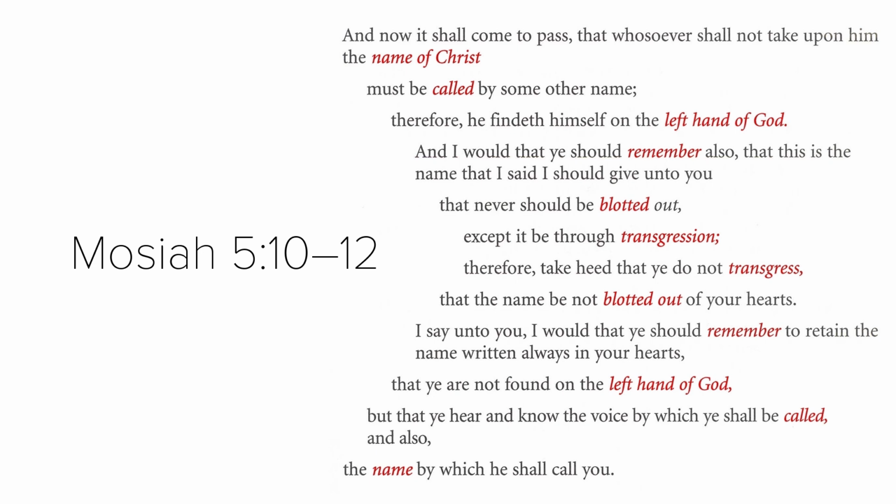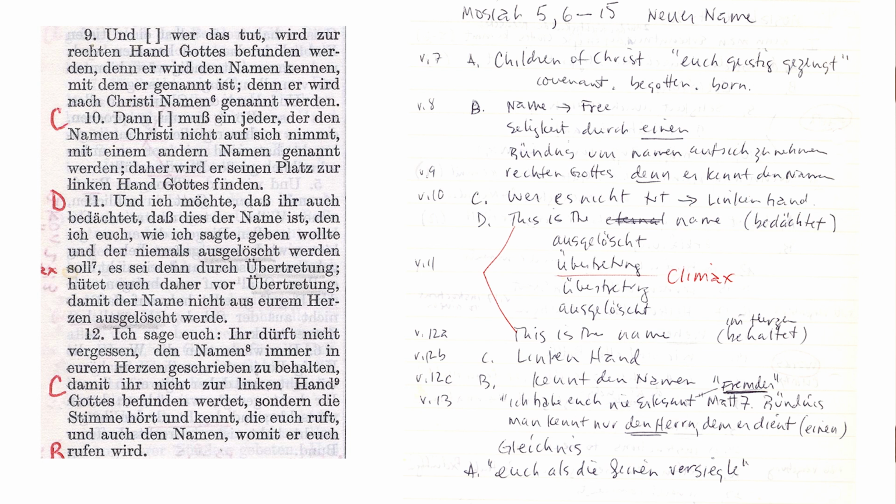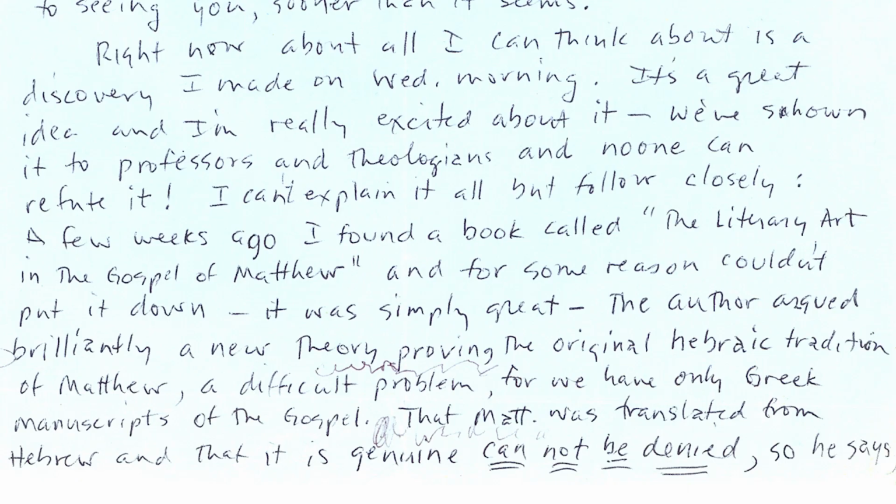Not only did the German typesetting make it easier to discover, but the German translation uses the exact same word twice, while the English translation is transgress and transgression. So there it was, an ancient linguistic writing style in the Book of Mormon. So 2 days later, Dad wrote home, I'm excited about a new discovery.